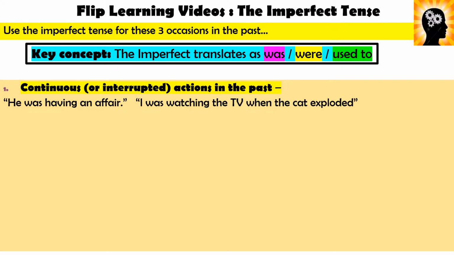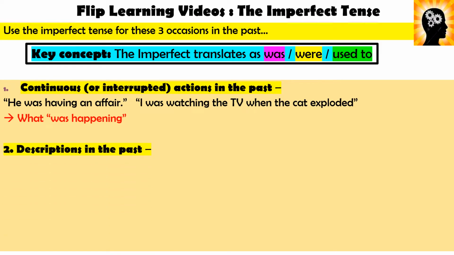Here's a nice sentence because it's got both the imperfect and the perfect together, which really shows you the difference between the two. I was watching the TV when the cat exploded. So the cat exploding, that's the perfect tense. It's finished. The cat's gone all over the place. That is a completed action. I was watching the TV, however, is an ongoing action. It just expresses something that was ongoing at that time, and that's why it's the imperfect. So any continuous or interrupted actions in the past, if you ever want to say what was happening, you use the imperfect.